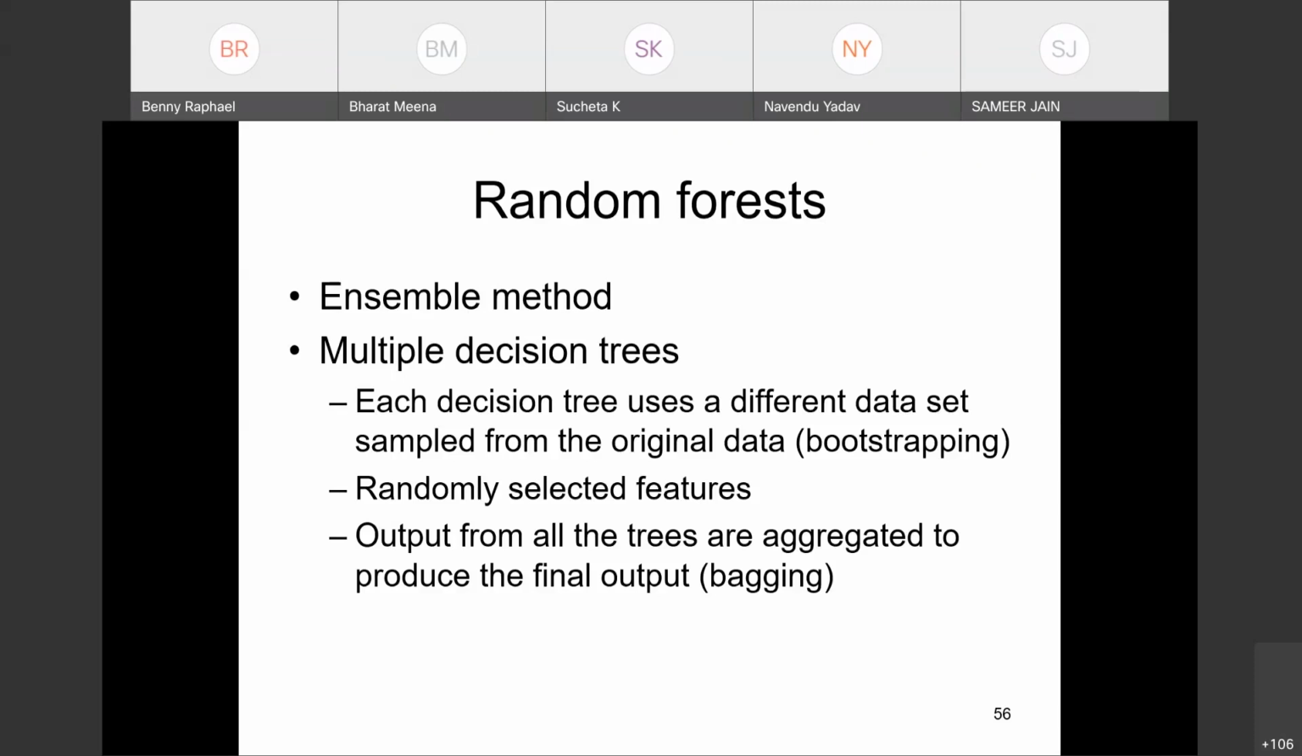But then how do you create multiple trees? For that, you need to use different data sets. So what I've written here is this term called bootstrapping. Bootstrapping is a procedure for generating multiple data sets from the original data. So in your data, you might have, let's say, 1,000 data points. Now instead of using all the 1,000, maybe you use only 500. You randomly sample your data set, you select some 500 of that.